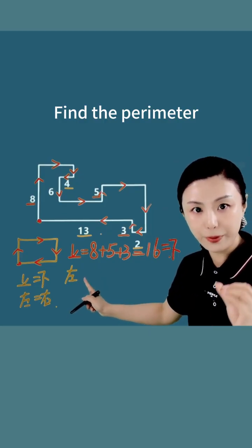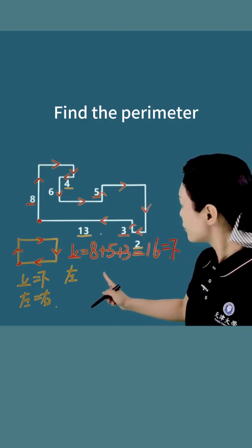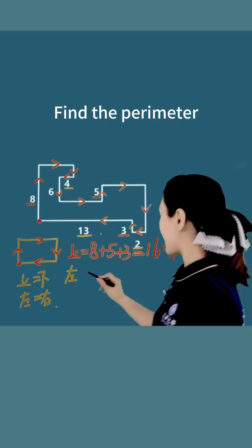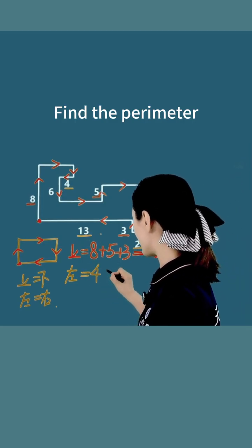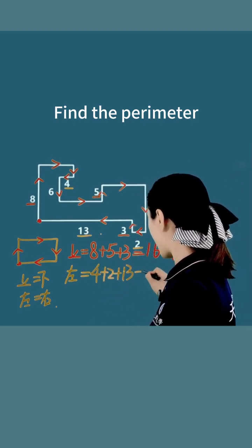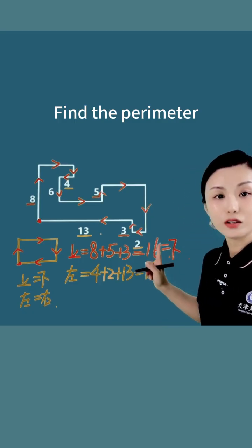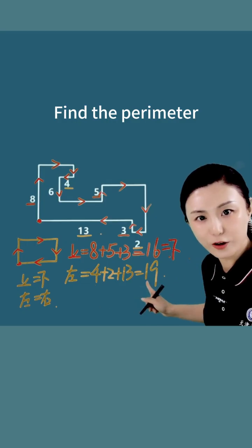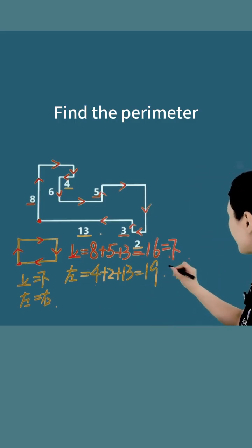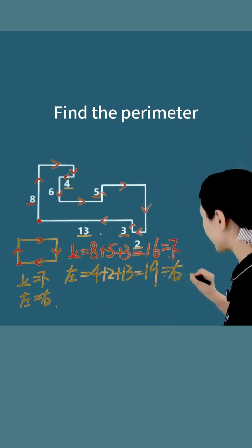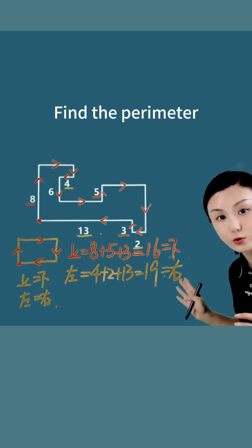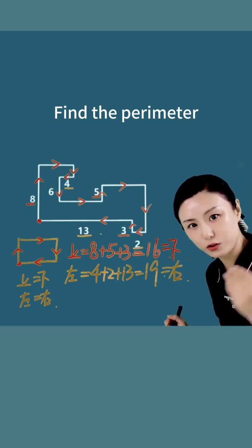All right, so which ones do we add up for the total length of the leftward edges? We need to add 4 plus 2 plus 13. So what's the total? Let's add up these 3 numbers and we get 19, right? Now, the total length of the leftward edges must also be equal to the total length of the rightward edges, right? No problem, right? All right, we've now figured out the total lengths for up, down, left, and right.